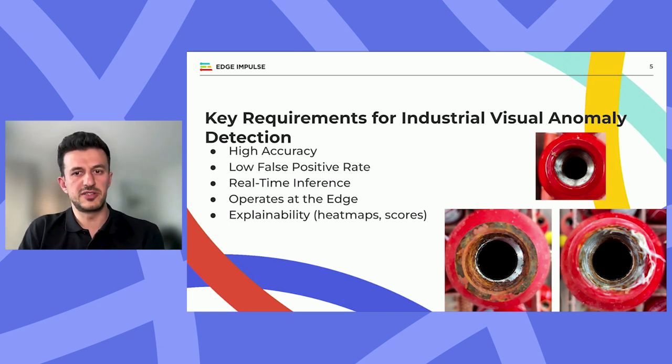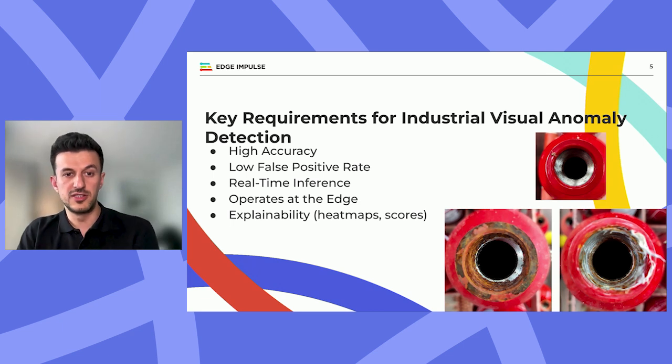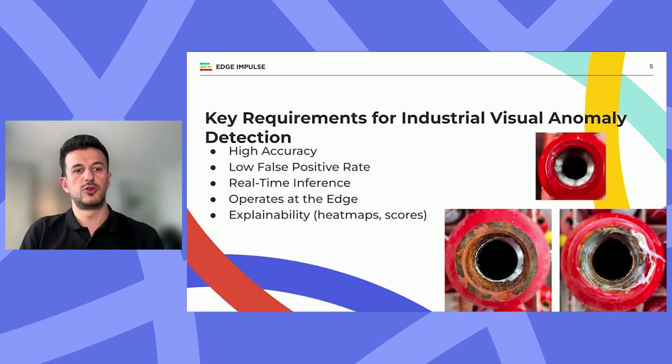So the key requirements for this is you want to have high accuracy, you want to have low false positive rates of false detection, and you want to have a really small inference time. And also because you want this algorithm to operate on the edge. This is whatever we do at Edge Impulse, we try to make it work on the edge. And explainability is another thing where you want to know why something is not a good data, not a nominal data, and it is an anomaly.